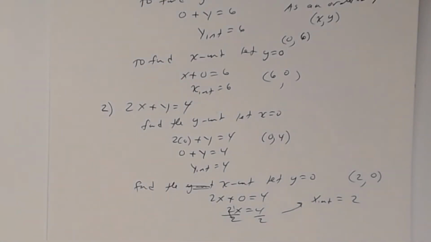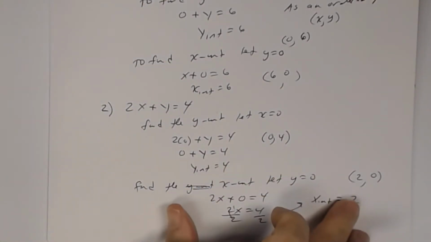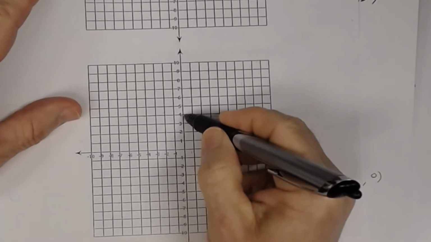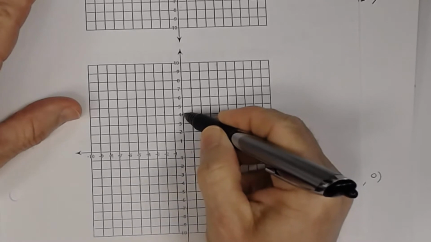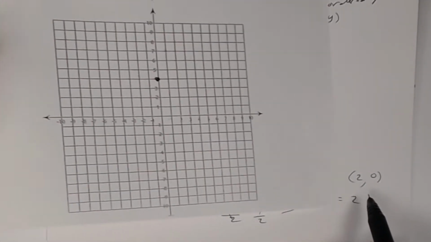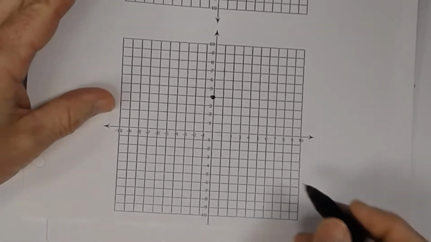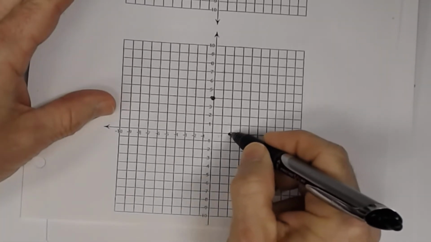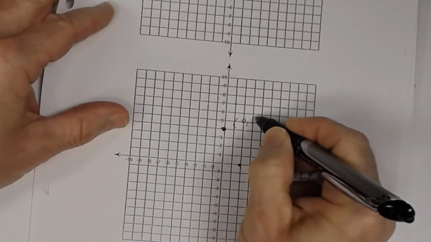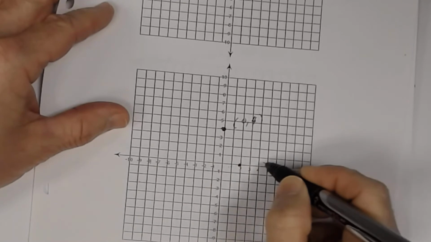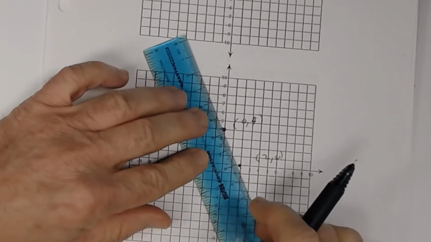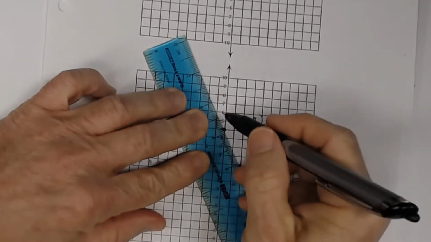All right, so let's plot those points. We're going to plot the point 0, 4, and 2, 0. So 0, 4 is here on the y-axis. The x-intercept, that's the point on the x-axis where the graph crosses the x-axis, that's 2, 0. So that's here. And remember, label your points. So that is 0, 4, and this is 2, 0. And so when I graph this, I get this line.